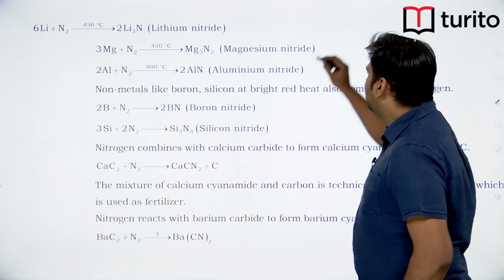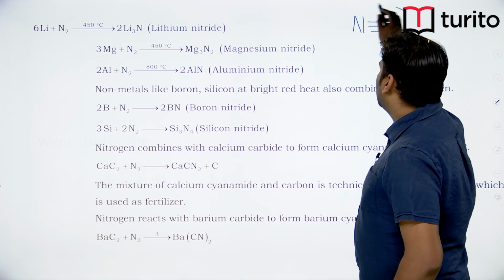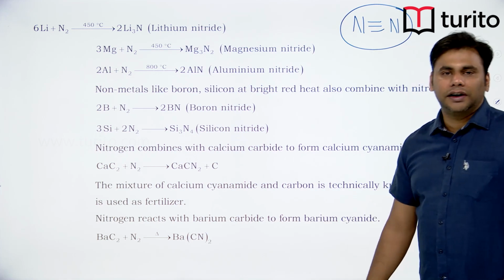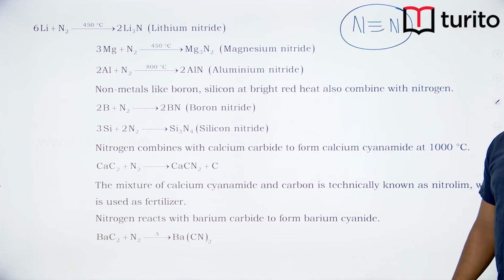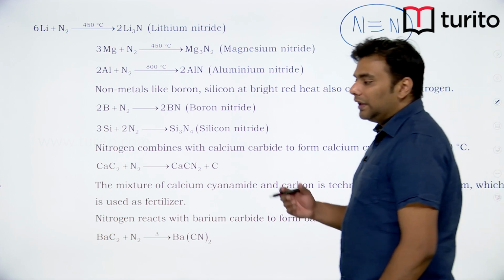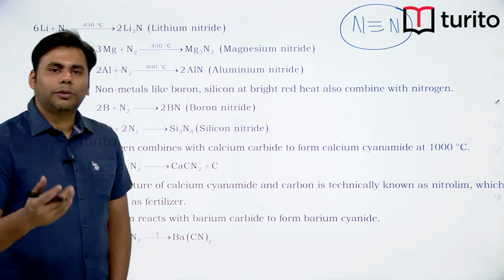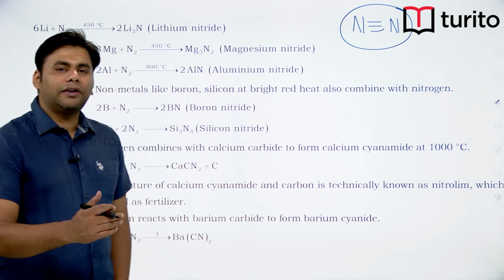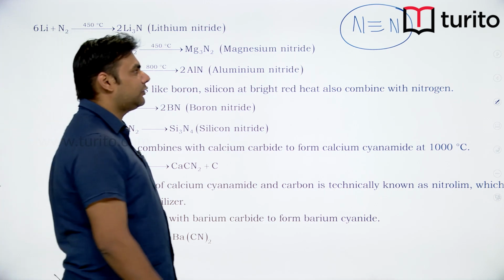Next is the reactions of nitrogen. Now we already know that nitrogen has a triple bond, so nitrogen is combined with another nitrogen through a triple bond. The tendency of nitrogen to form a pi bond is very strong because the nitrogen orbital is small in size. The nitrogen 2p orbital is small in size, so it can effectively overlap with the other 2p orbital of the nitrogen atom and form a strong pi bond.